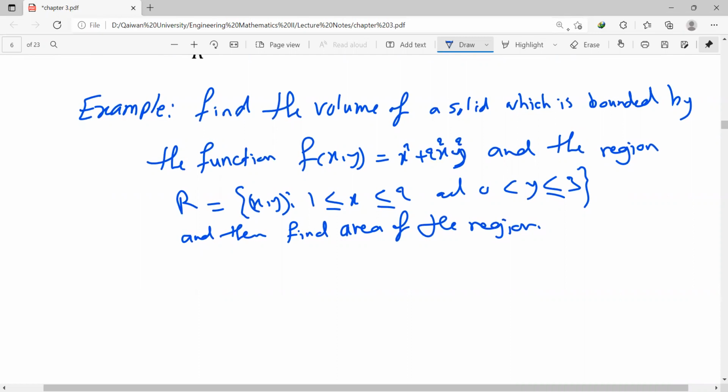For the function, we can take the integration with respect to x first or with respect to y first. Okay, any of these we could find.